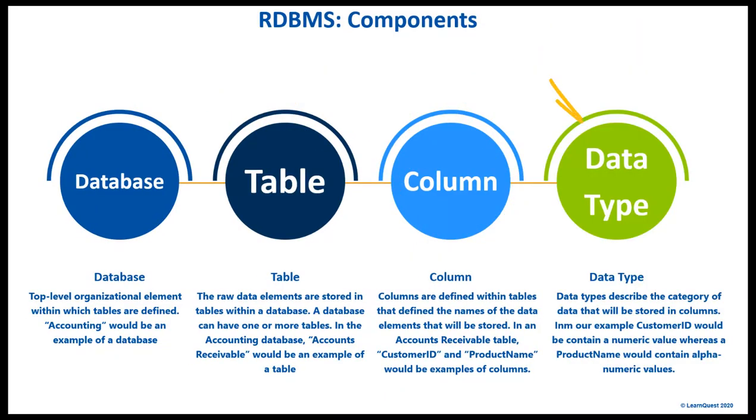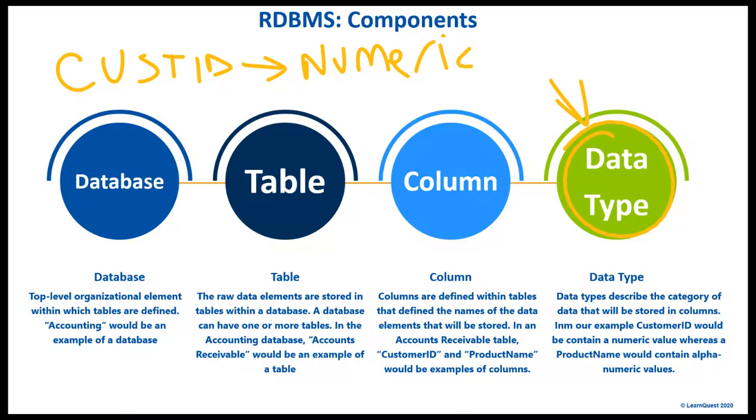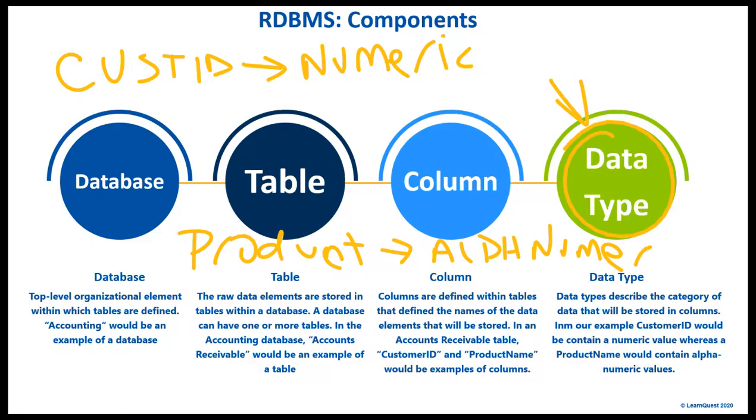And finally, you describe a data type. Data types determine what kind of data will be stored. For example, if you have a customer ID column, that will more than likely be of numeric data type, which is very different than having a product column. A product column would most likely be of an alphanumeric type. Correct? Because you're going to name the product.